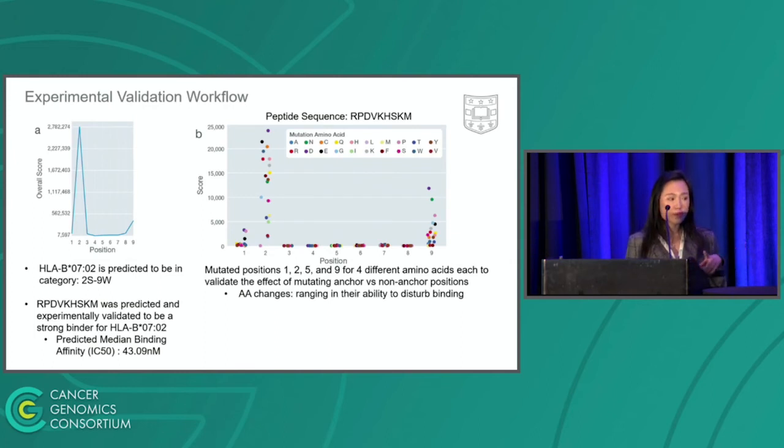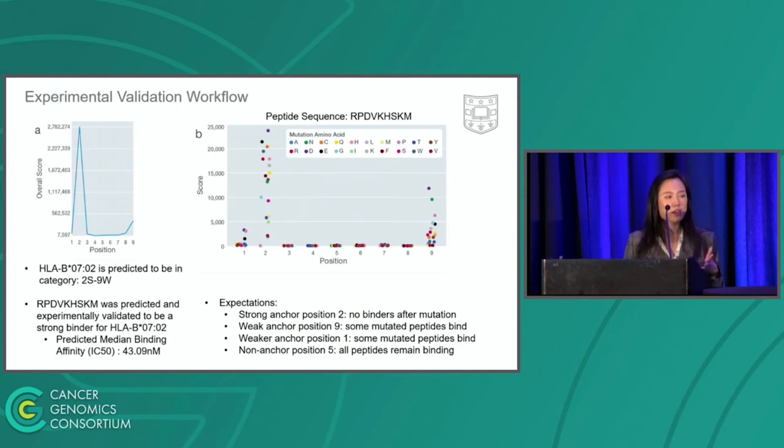So with those 3 positions combined with a non-anchor position that we just picked, which is 5, we mutated those positions to 4 different amino acids in an attempt to validate the effect of mutating anchor versus non-anchor positions. And the amino acid changes that we chose ranged in their predicted ability to disturb binding.